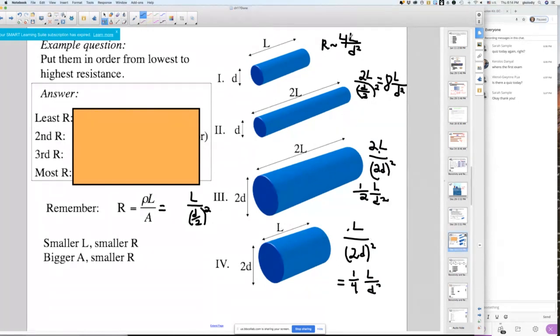So you can see how big they are in relation to one another. Of course, this one has the smallest resistance, 1/4 L over D squared, and all of these are a little bit bigger: 1/2, 8, and 4. Okay, so that's one way of looking at this formula, how these variables affect the resistance.